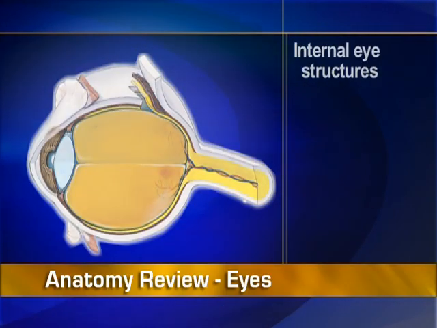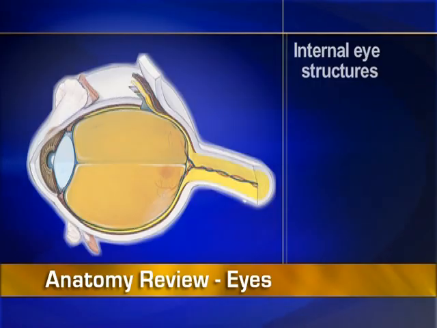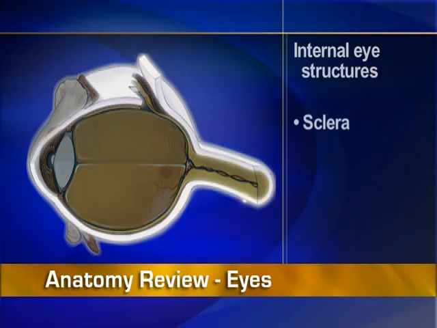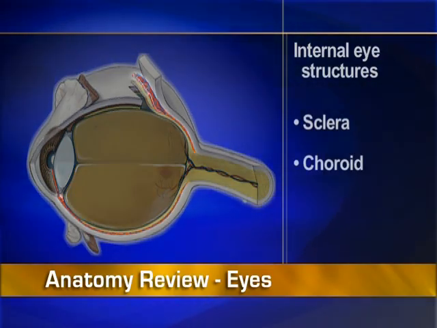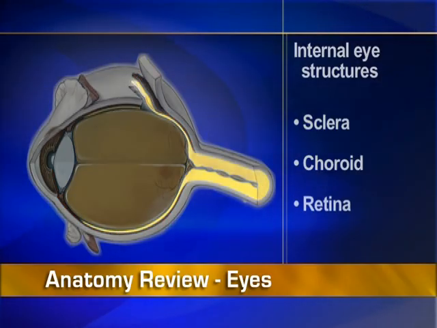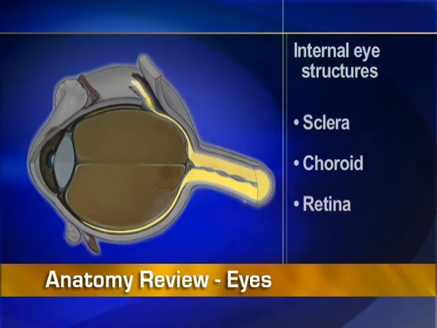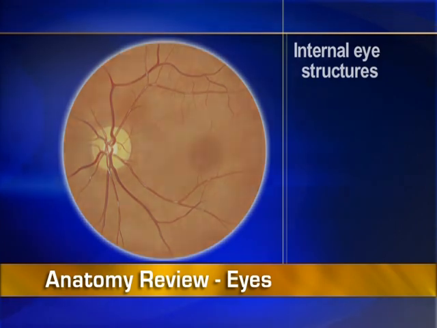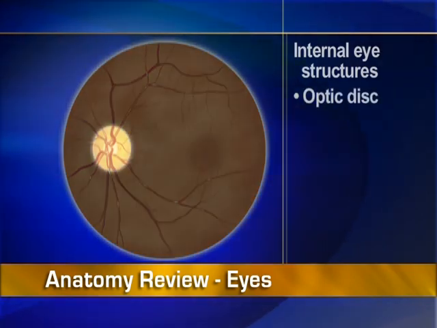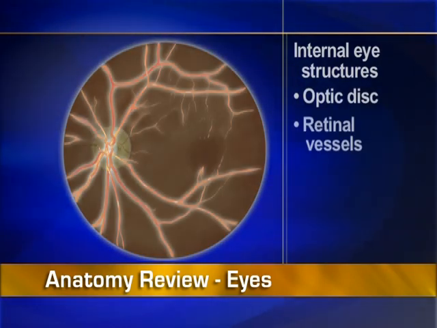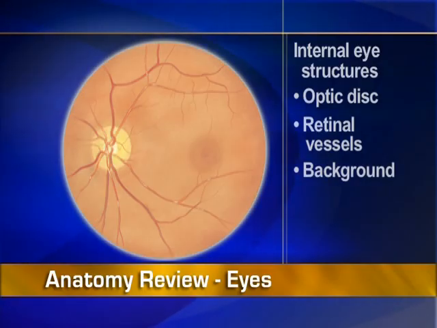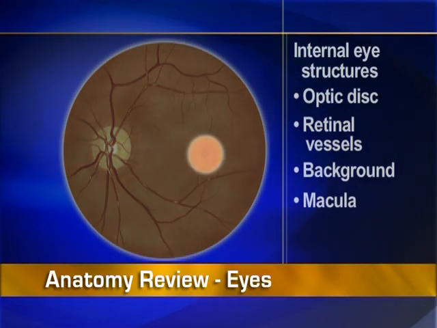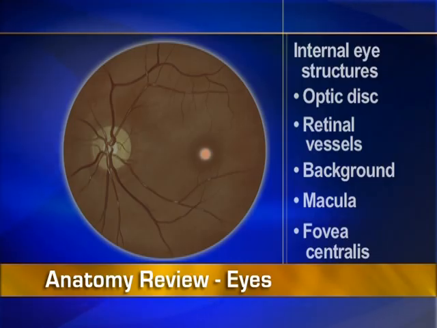Also consider the internal eye, which has 3 layers: the outer fibrous sclera, the vascular choroid, and the vision-receptive retina. The internal eye also has an optic disc with a physiologic cup, retinal vessels, a general background, and a macula, which includes the fovea centralis, the area of sharpest vision.